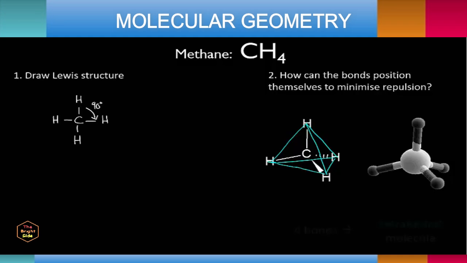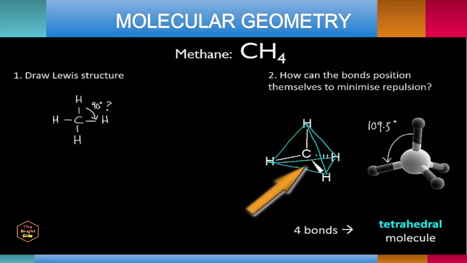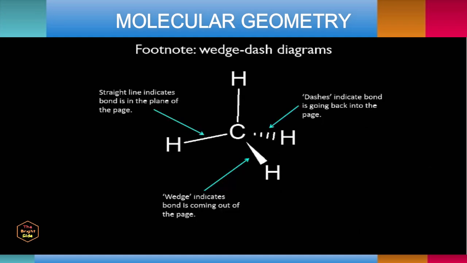This shape is called tetrahedral, and the bond angle between each pair of bonds is 109.5 degrees, which you can see is an improvement on 90 degrees. The bonds are definitely further apart this way than if the molecule was squashed flat like it looks in the Lewis structure. But what's with this drawing here? What's with the weird looking bonds?